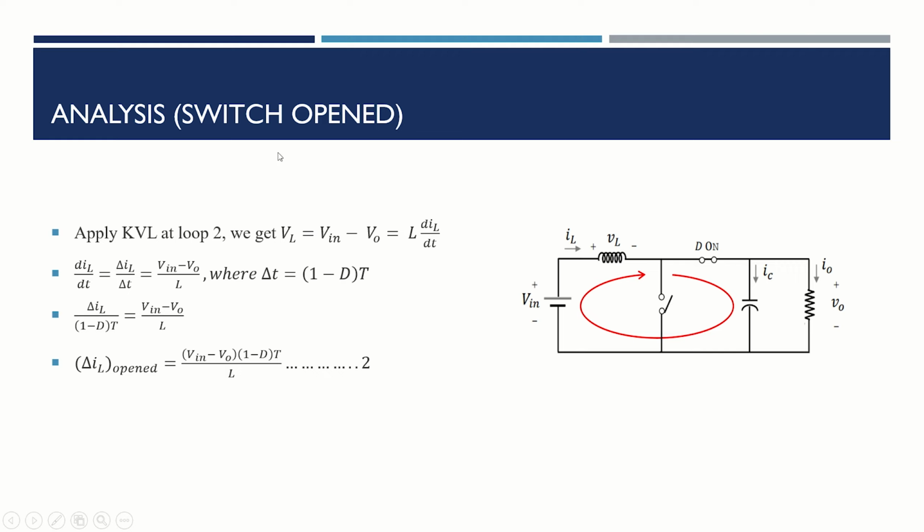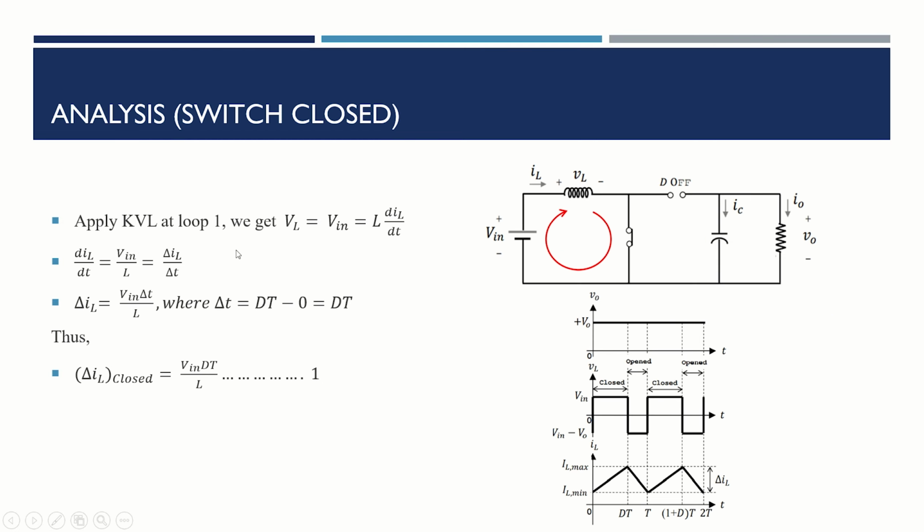We know that when the switch is open, the diode is on and it will be short-circuited. We apply KVL at this loop and we get VL equals to Vin minus Vout. By solving this equation, we get delta IL over delta T equals to Vin minus Vout divided by L. Delta T is obtained from this graph. We know that when the switch is open, delta T will be equal to T minus dT.